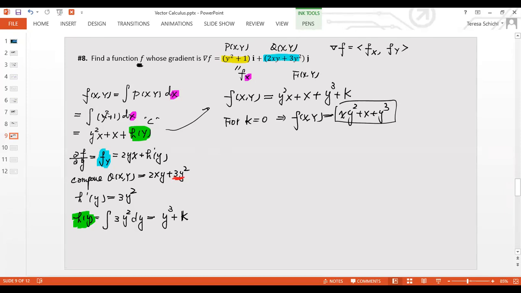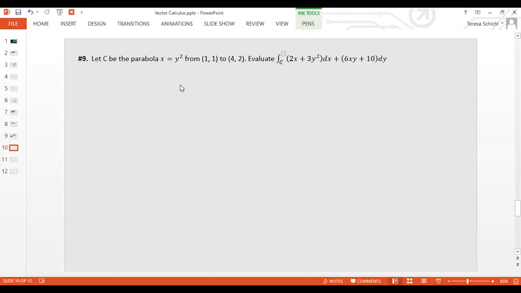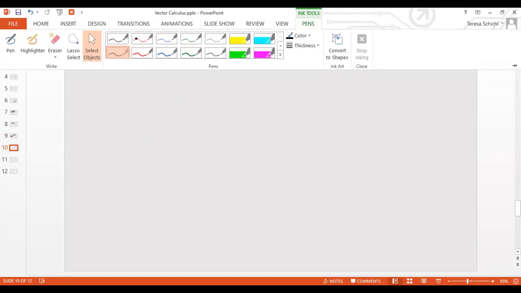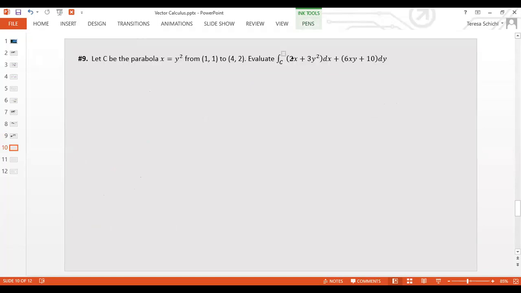All right. Now let's take a look at the next practice problem. We said C is a parabola x equals y squared from (1, 1) to (4, 2). I want to evaluate this line integral here. Of course, what you can do is put it into a parametric form and then substitute it here. Then you integrate, it will just be in terms of the value of t.